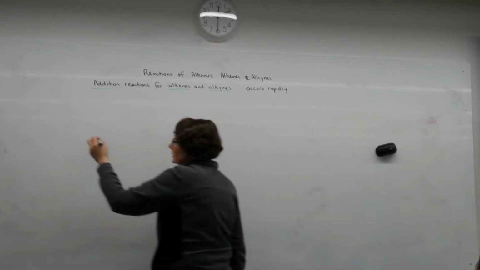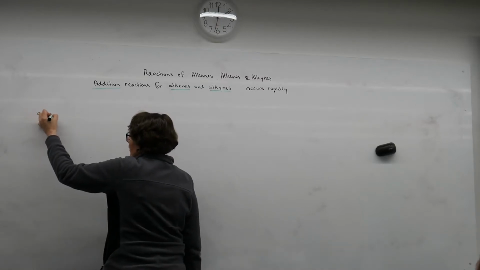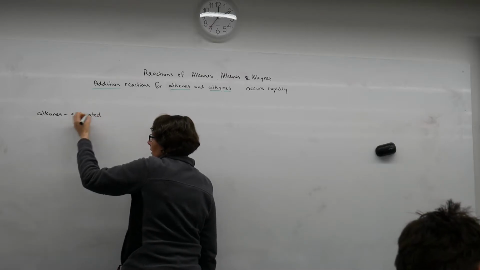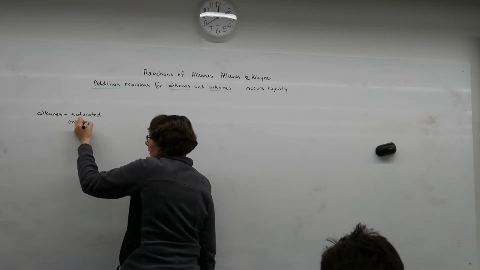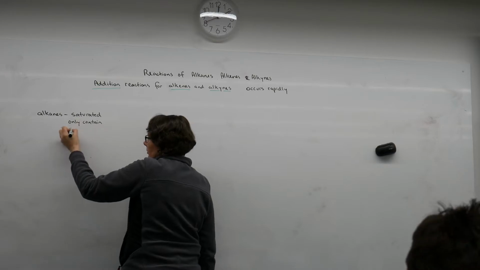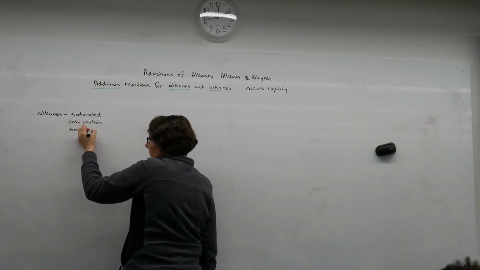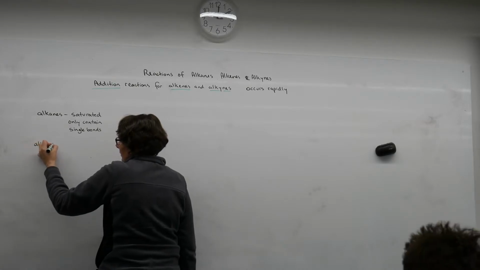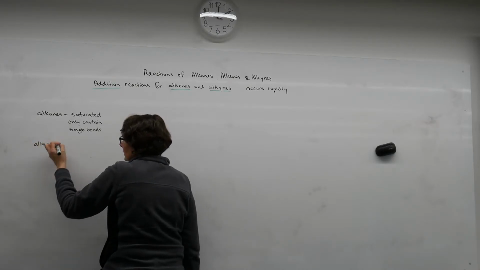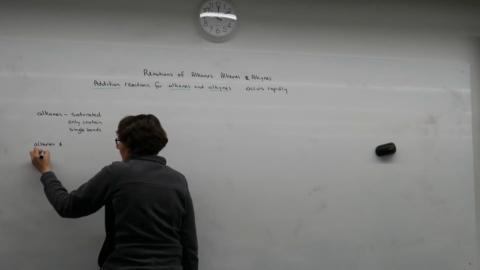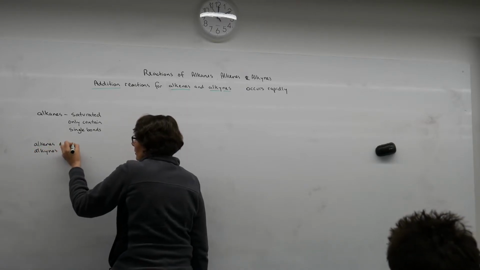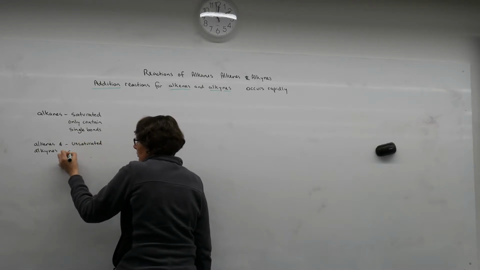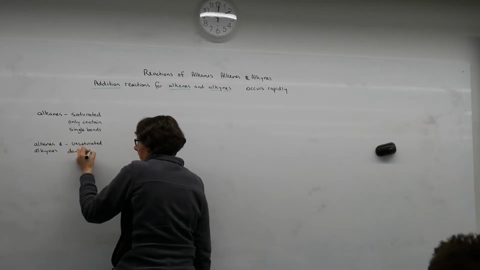Because our alkanes are saturated. They only contain single bonds. Alkenes and alkynes, we call them unsaturated. And that means we have double and triple bonds.